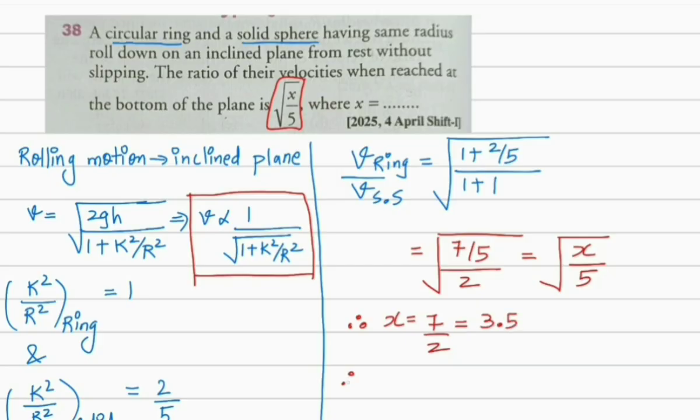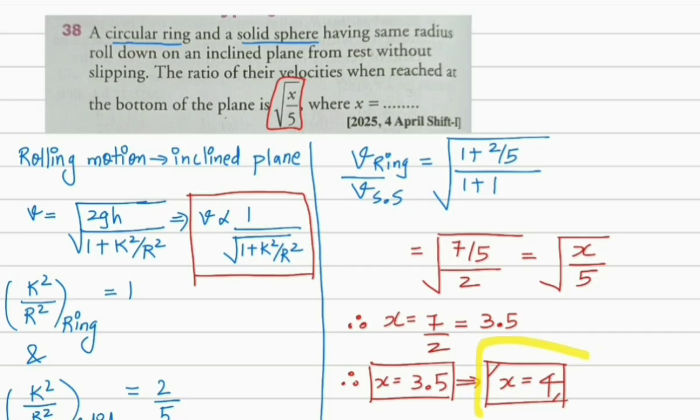So the required value of x is 3.5, right? But as we know, this is an integer type question, so I can round this off to 4. So you can go with this value, x is equal to 4. So this is your answer. The integer will be 4. So the value of x here will be 4. Alright.